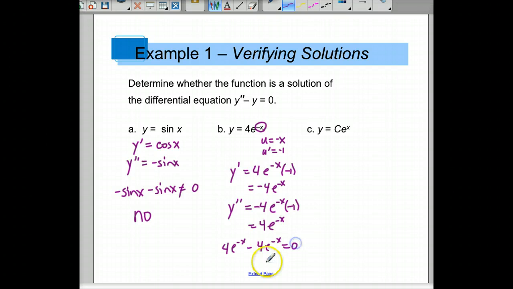Does that equal 0? Yes, it does. So 4e to the negative x is a solution of y double prime minus y equals 0. Here we've got another example.